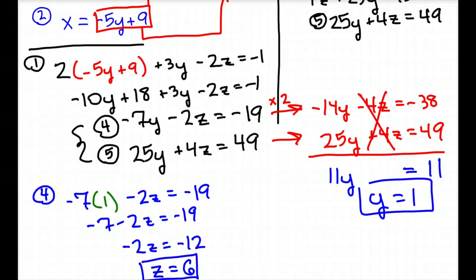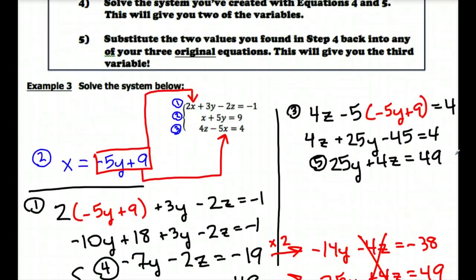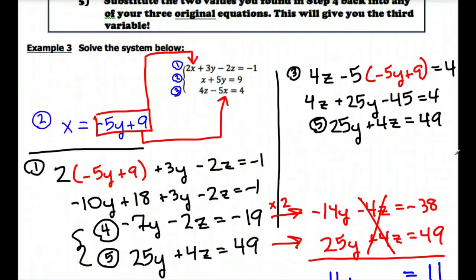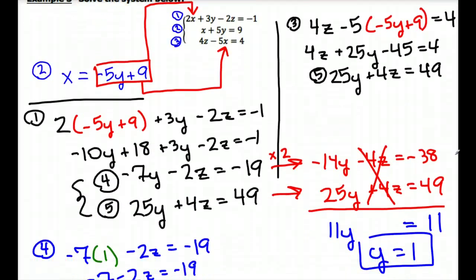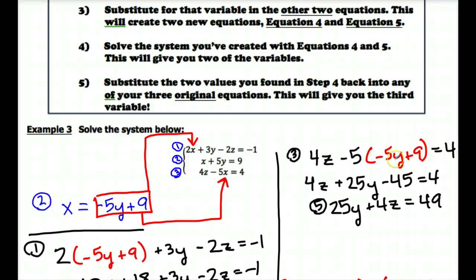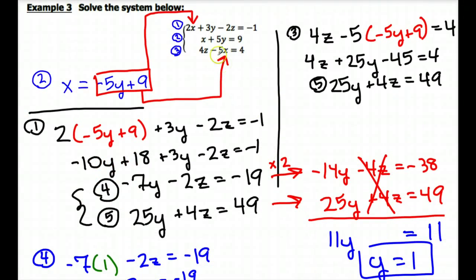And then finally, just like the last two problems, once you have two variables solved for, you can go back to equations 1 through 3 and plug in to find your third. Now for this one, I need to solve for x. I could plug into equation 1 if I wanted to, but notice equation 2 and 3 both have an x in there, so I can also plug into 2 and 3, even though they're missing a z and a y in each of them. You can still plug in to each of those equations to solve for x.